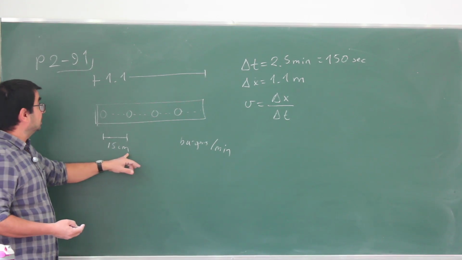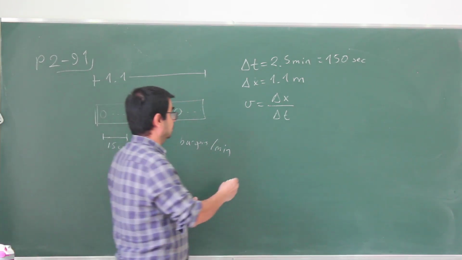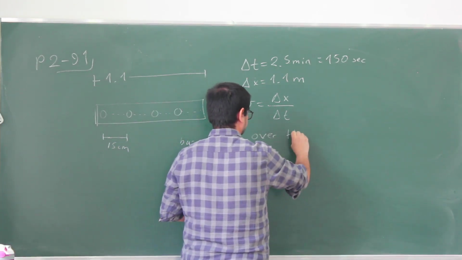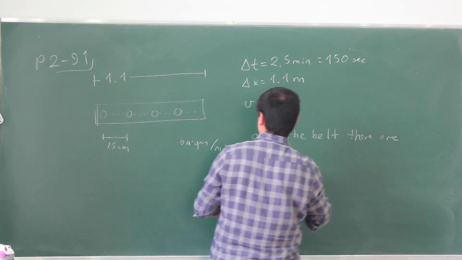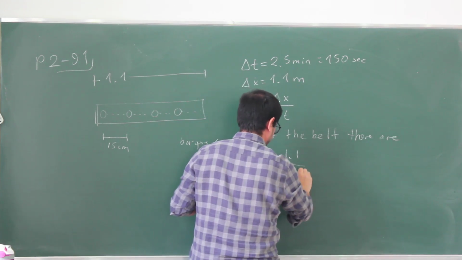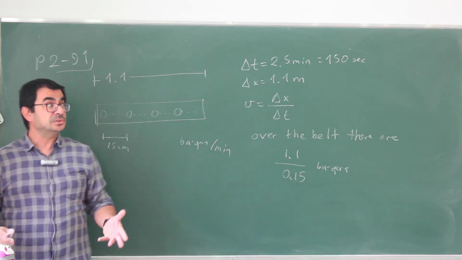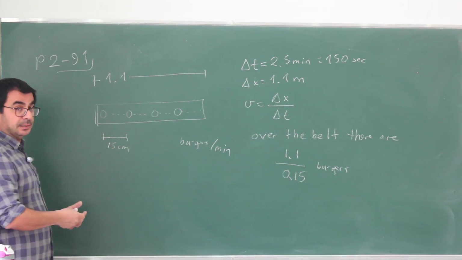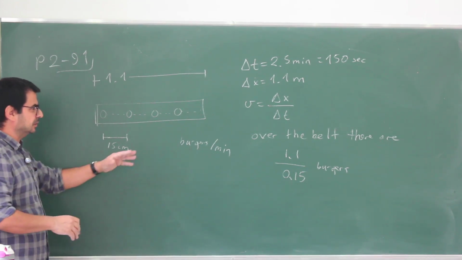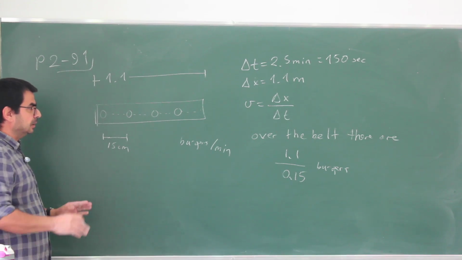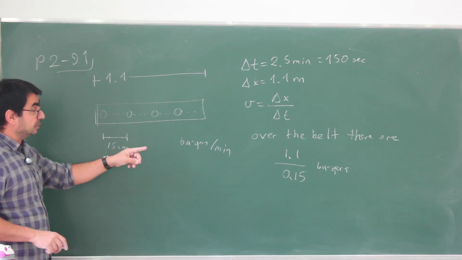Okay? So at 1.1 meters, there's going to be a certain number of burgers, right? Over the belt. There are 1.1 divided by 0.15 burgers. This is an average number. This is the average number of burgers on the belt. And of course, sometimes there's going to be more, sometimes there's going to be less. One more, one less. So when you round this up, you're going to get an integer. It's going to be plus or minus 1 with respect to that integer. Okay. But this is the number of burgers on the belt.